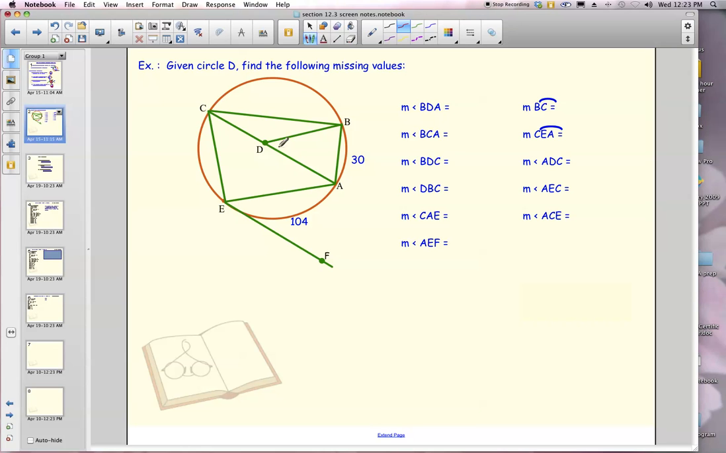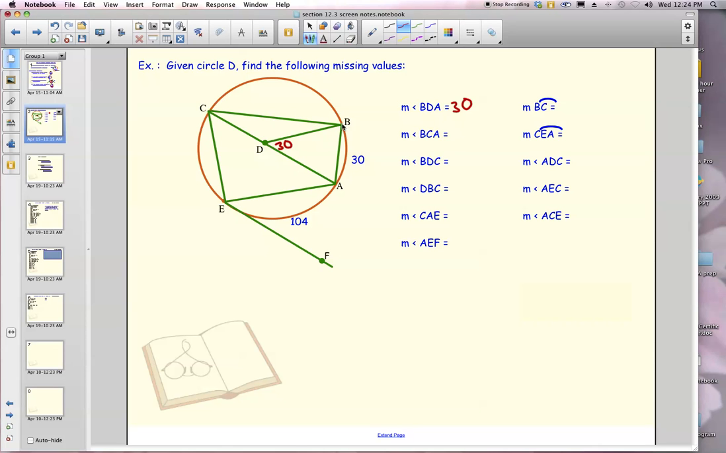So what's the measure of this angle right here? What kind of angle is it? It's a central angle. We learned back in chapter 10 that a central angle is equal to its arc. So since the measure of arc BA is 30, the measure of our angle would have to be 30. Okay. Then let's go on to angle BCA.